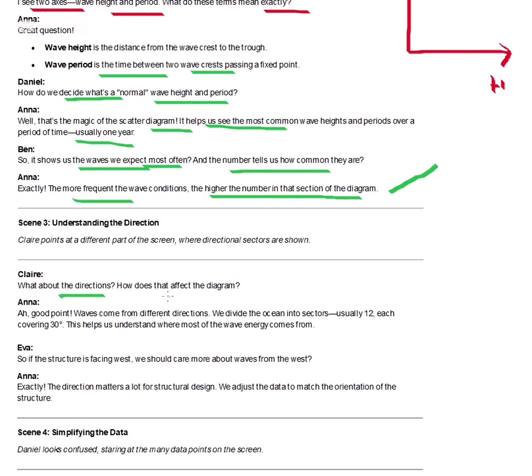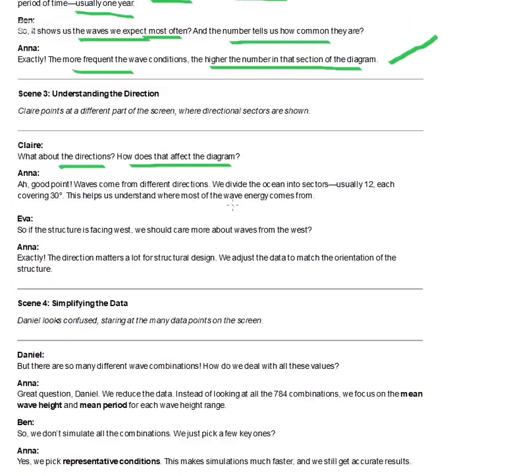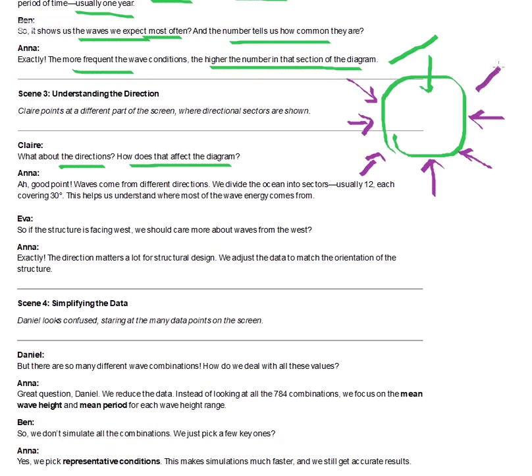What about the directions? How does that affect the diagram? You see here, this is 0 degrees, this is 30 degrees, and for each sector we have the data. A good point, waves come from different directions. We have 360 degrees, so waves can come from any direction. We divide the ocean into sectors, usually 12 sectors, each covering 30 degrees. This helps us understand which sector most of the wave energy comes from.